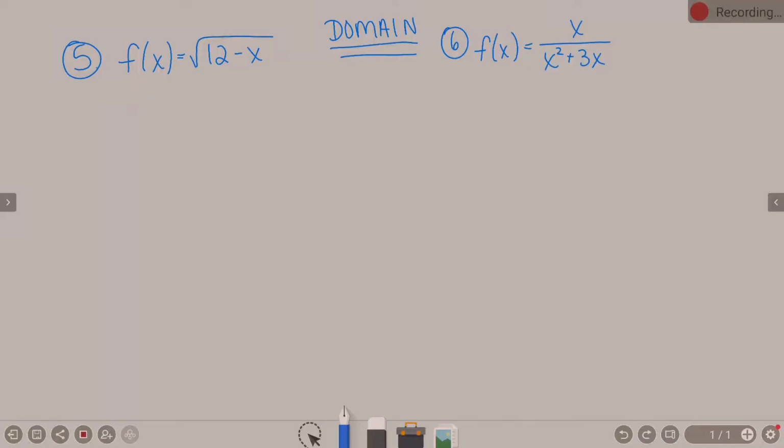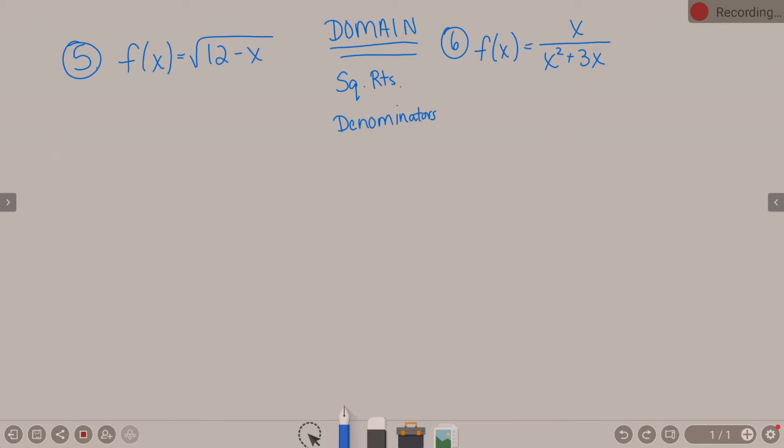Okay, so as we talk about domain on 5 and 6, there are two things I tell you guys to watch out for in domain when you look at the equations. What are the two things I tell you to watch out for in domain? Right, so we have to consider square roots and denominators. Okay, I should have abbreviated.